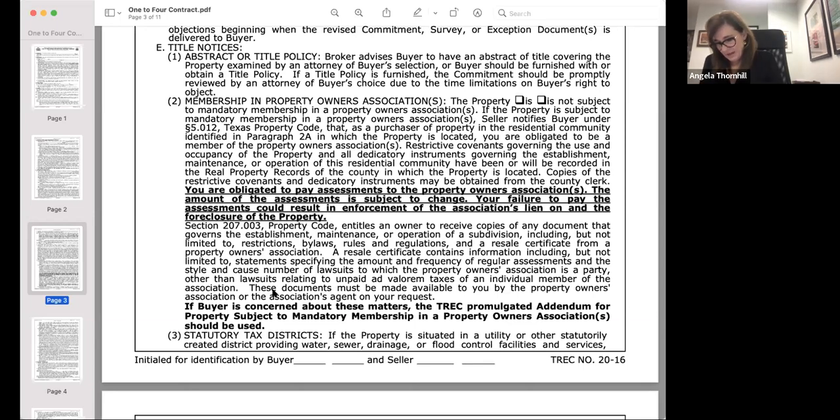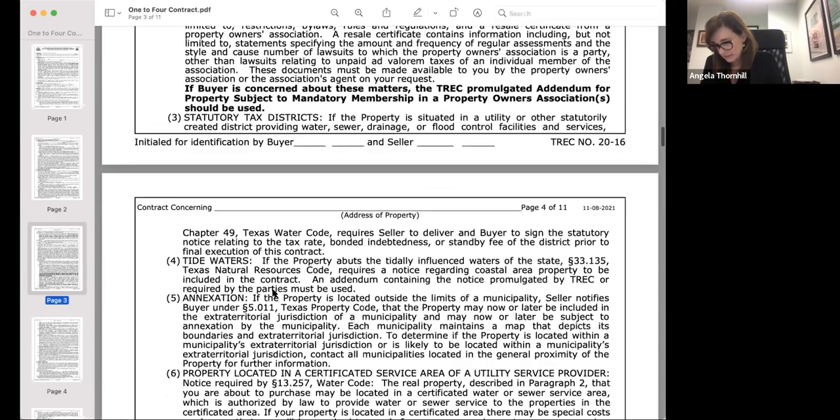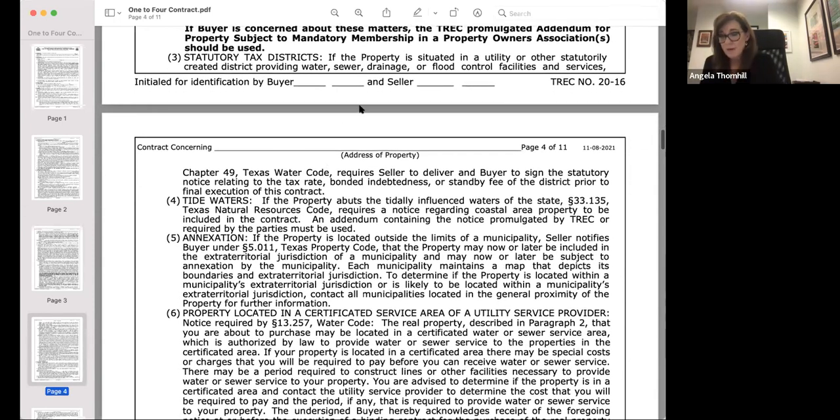At the bottom of the page, statutory tax districts, that has to do with MUDs, municipal utility districts. We see this more in the suburbs, especially the new suburbs, like out in Prosper, Trophy Club, Celina. There's additional taxes for certain utilities of sorts, and there are different notices required. Tidewater annexation, we really don't have to deal with that here.